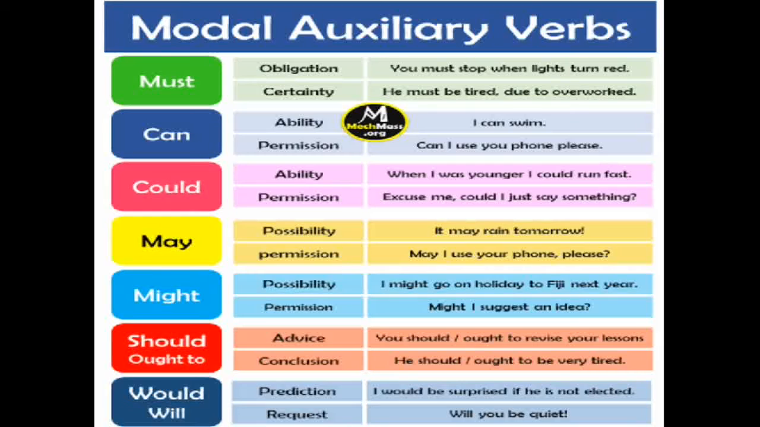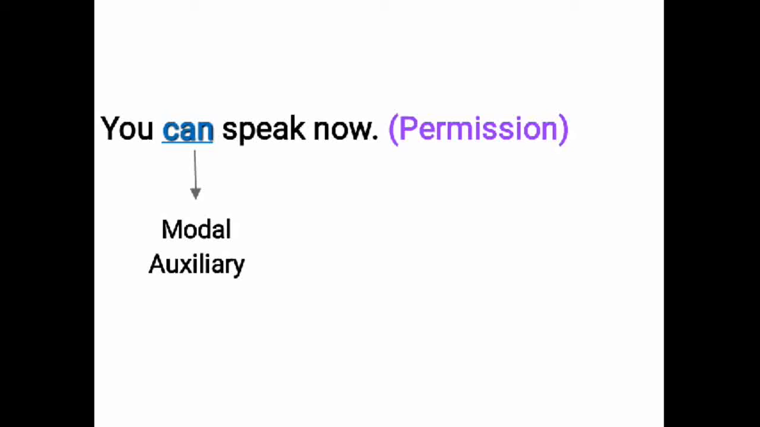Now we will take examples of 3 sentences of modal auxiliary verbs. First one, you can speak now. You have to understand an example of this sentence, which is the modal auxiliary verb. What does the modal auxiliary verb show? The word can is the modal auxiliary verb. Modal auxiliary verb can shows you permission.